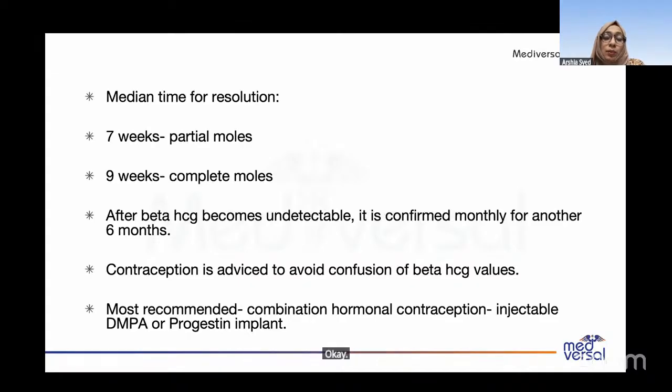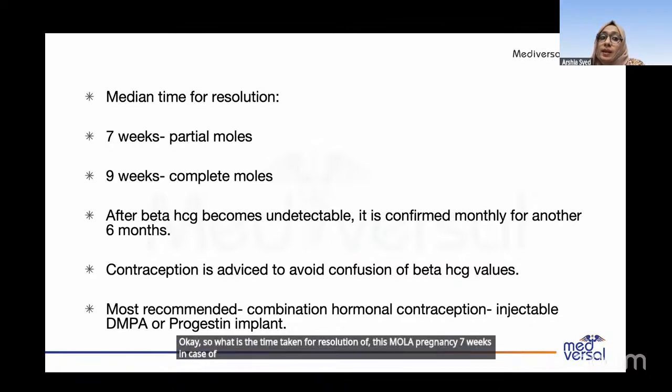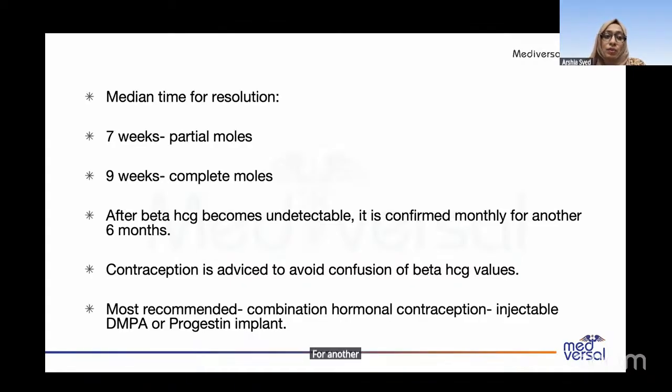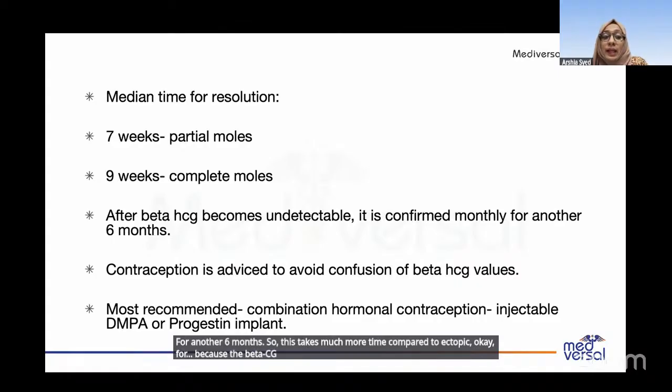So what is the time taken for resolution of this molar pregnancy? 7 weeks in case of a partial mole, and a little longer, 9 weeks, in case of a complete mole. After the beta HCG levels become undetectable, it is confirmed monthly for another 6 months. So this takes much more time compared to ectopic, because the beta HCG level was very high, in lakhs. That is why it takes more time for the beta HCG to become undetectable.